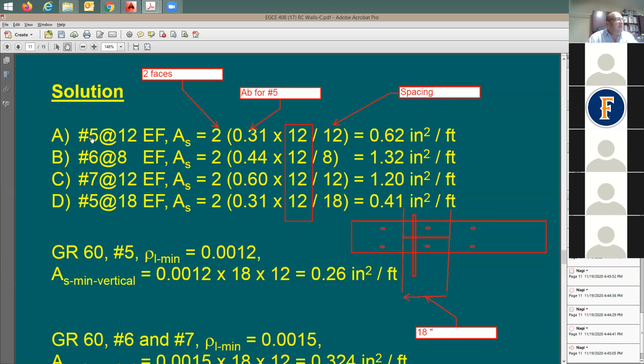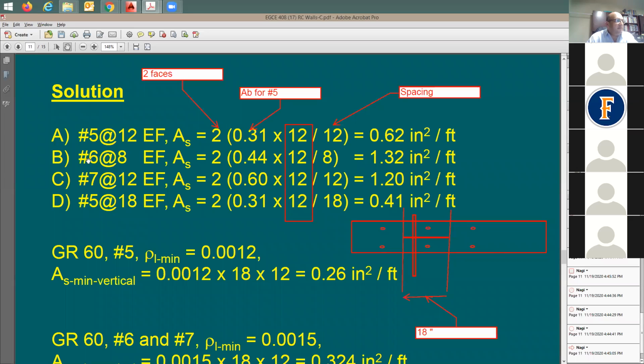Now let's look at this. Number 5 at 12. You see, here's the spacing. You divide by the spacing, right? And then multiply by 12. This 12 is going to be constant because you'd like to see this per foot. So it's going to be 2 times 0.31 times 12, because you'd like to see it per foot, divided by 12, which is the spacing. How about in here, number 6 at 8 inches?